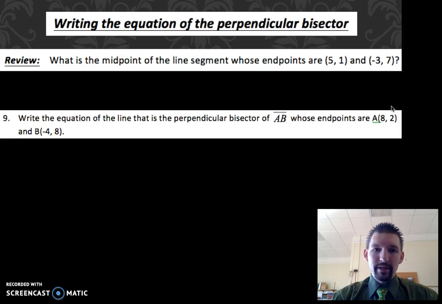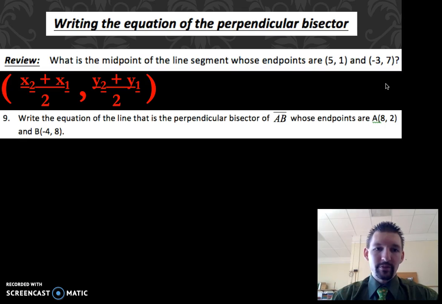So now on to the new thing, writing the equation of a perpendicular bisector. So you know all the stuff you need to for this, it's just putting it together in a different way. So a little bit of review. What is the midpoint of a line segment whose endpoints are (5, 1) and (-3, 7)? So the formula to find a midpoint is (x2 plus x1) over 2 for the x coordinate, and (y2 plus y1) over 2 for the y coordinate.